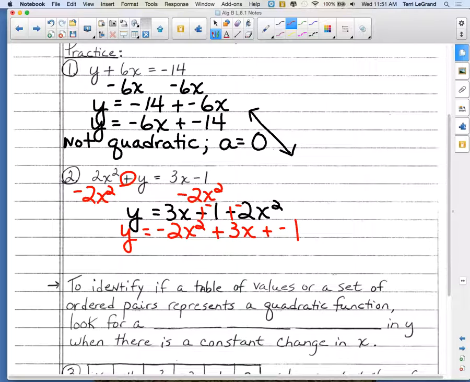No, you can't ditch that negative 2 in front of the x squared. And you can't ditch that 3x. And you can't ditch that negative 1. They got to stay there. They're part of this function. It's a member of the family. It's just not the parent.